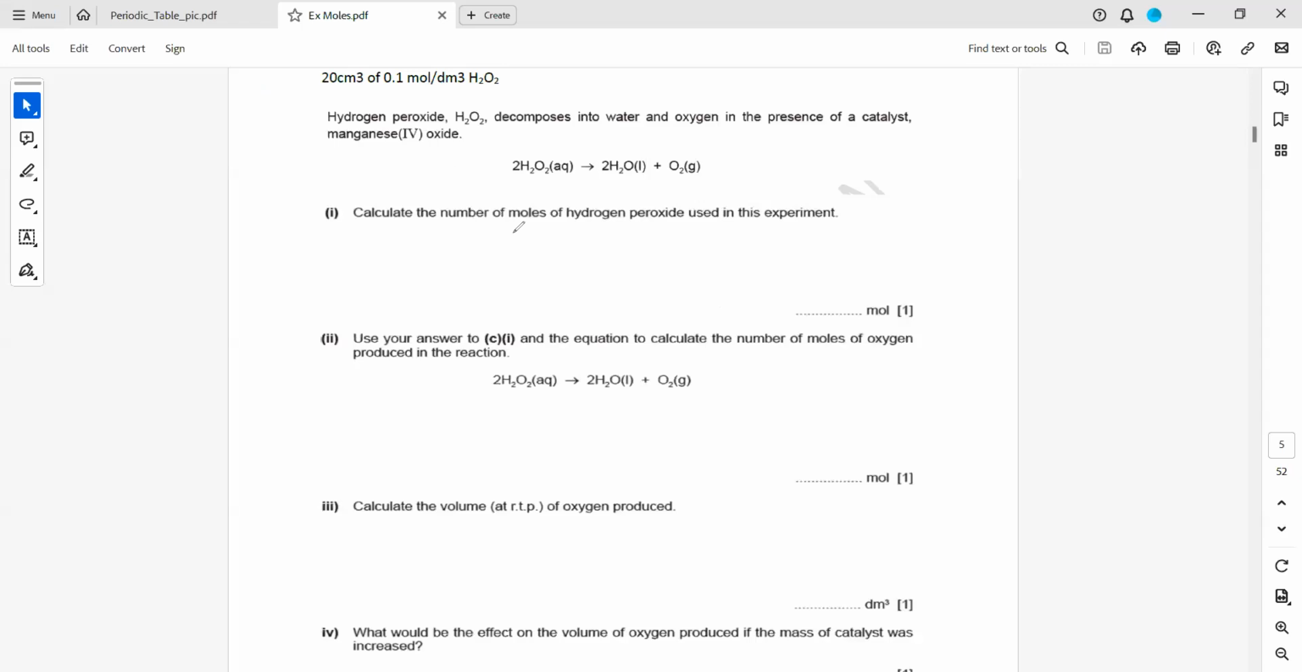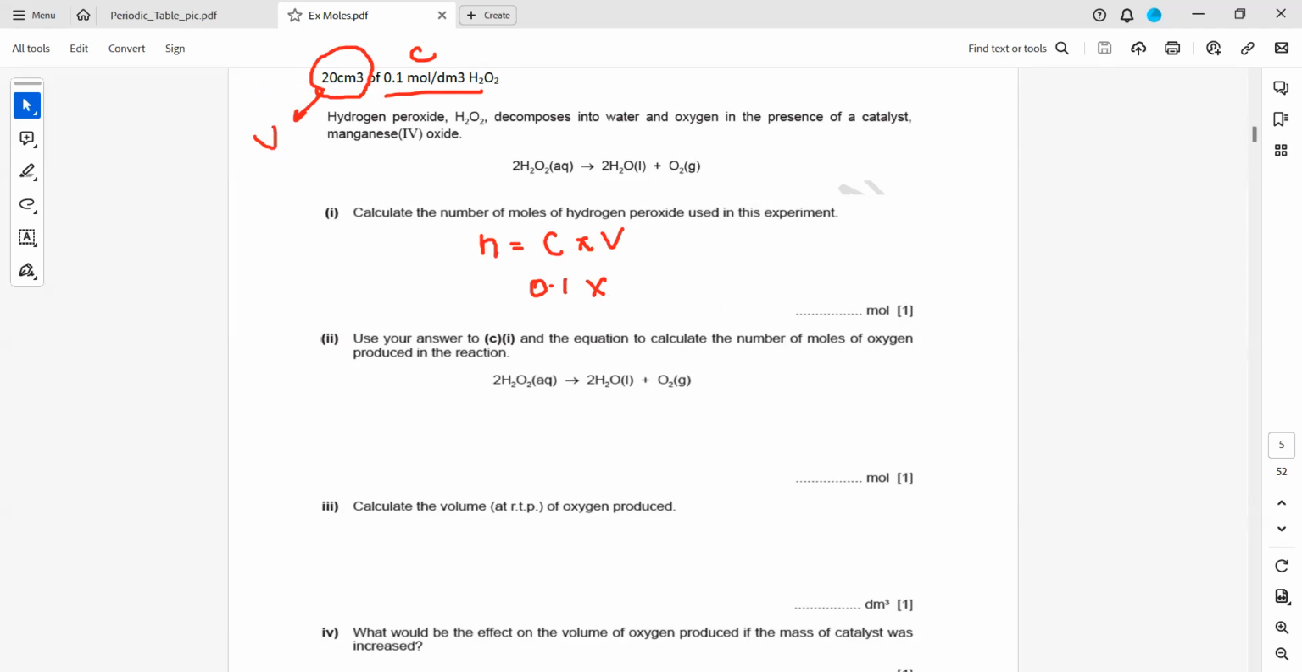So we'll use the third formula, that moles equal concentration times volume. The volume is 20, but that is in cm cube. So what do I have to do? Concentration is 0.1. To convert the cm cube into dm cube, what do I have to do? Divide by 1000. So we'll divide by 1000.